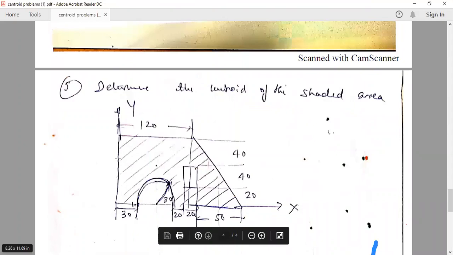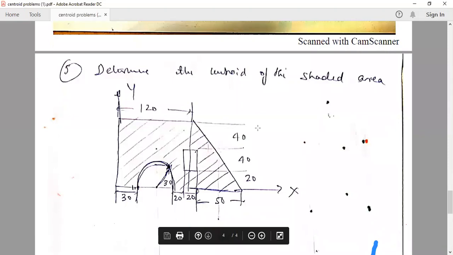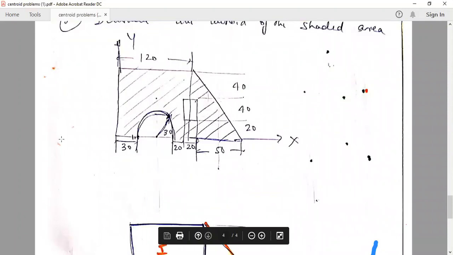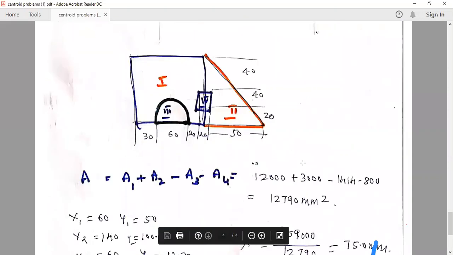I have to locate the centroid of this, and there is no doubt the entire figure is placed in the first quadrant itself. So minus and plus will not come with respect to x bar and y bar. Only the area of this rectangle is minus, the area of the semicircle is minus. So either you can write in table form or you can do it directly. I had written directly. So total area equals A1 plus A2 minus A3 minus A4.